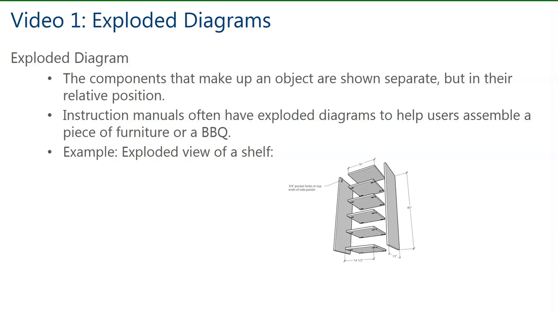Now, an exploded diagram is when the components that make up an object are shown separate, but in their relative position. Now, instruction manuals often have exploded diagrams to help users assemble a piece of furniture or a barbecue, for example. So here we have an exploded view of a shelf. So then the user can see how everything fits together.